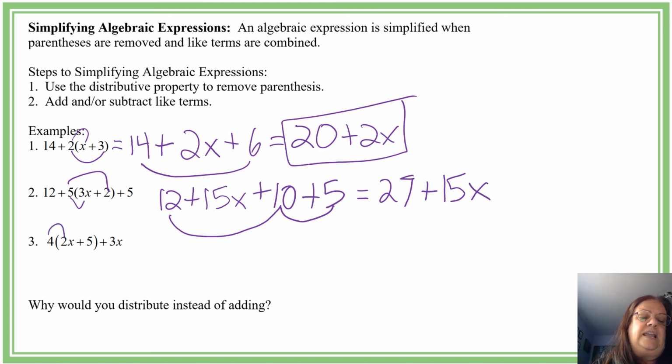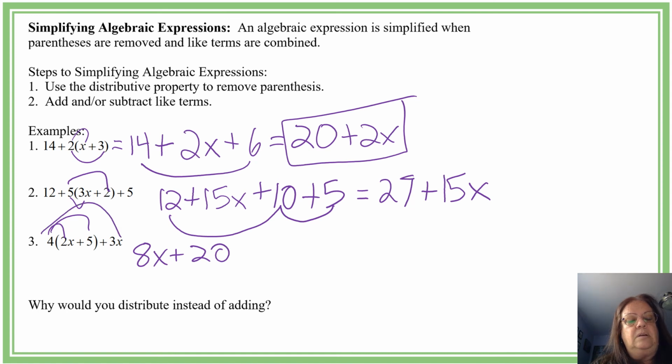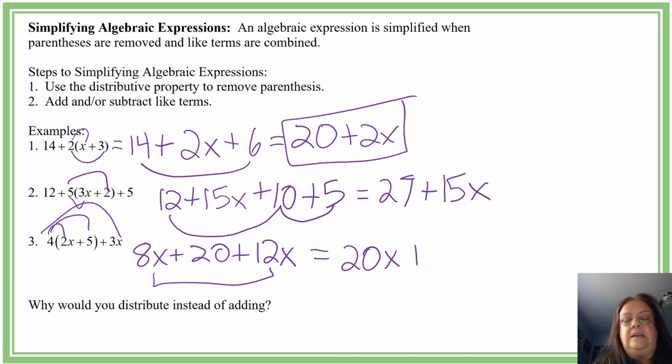All right, here I've got 8x plus 20 plus 12x. I'm going to add the two x's together. I have 20x plus 20. Yay! All right. Why would you distribute instead of adding? I already mentioned at the beginning, it's because you don't have like terms inside of the parentheses. If you had like terms in the parentheses, you do that first because it's easier, and then multiply.